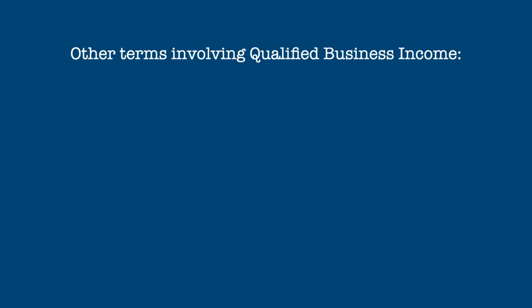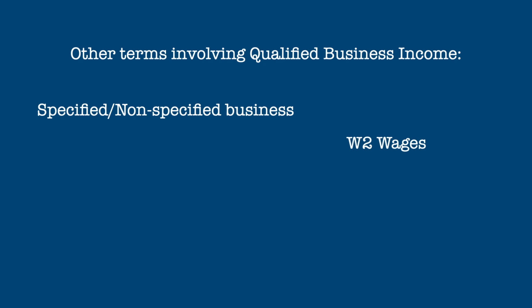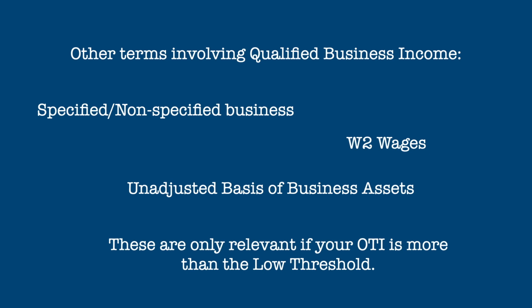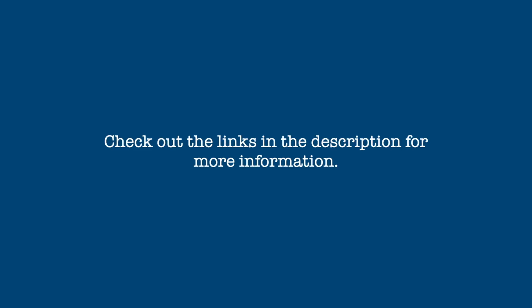You may hear some other terms bandied about when discussing the qualified business income deduction, such as specified or non-specified business, W-2 wages, or unadjusted basis of business assets. These terms are irrelevant to taxpayers whose ordinary taxable incomes are below the low threshold and thus are not discussed in this video. Of course, this just scratches the surface on this subject, and more details, especially for taxpayers with incomes above the low threshold, are in the links in the description below.